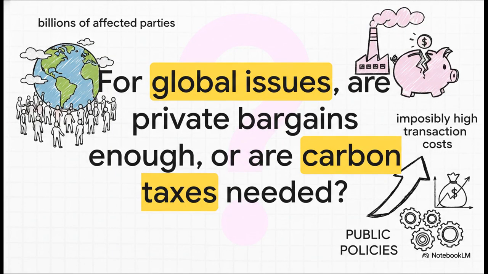And that's really what brings us to our final thought. Let's scale this up. Forget about a barking dog. Think about a massive global externality like climate change. We're not talking about two neighbors. We're talking about billions of people. Can you imagine the transaction cost of trying to get every single person on Earth to sit down and bargain out a private solution? It's impossible.